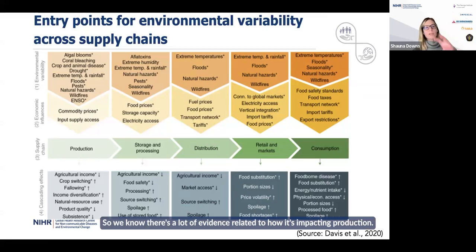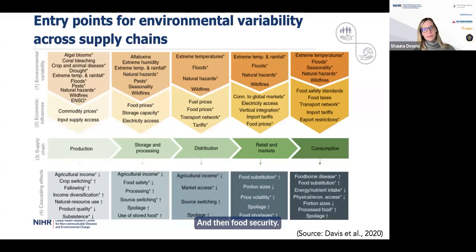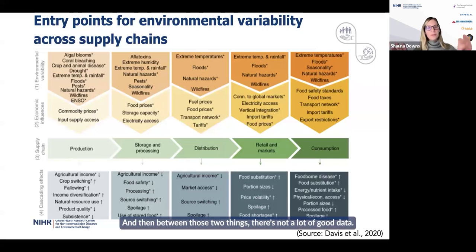So we know there's a lot of evidence related to how it's impacting production, and then food security. And then between those two things, there's not a lot of good data. So it's mostly, we see there's a climate event, an extreme event, for example, and then we see how that impacts yields. And then they might look at food insecurity in that population.